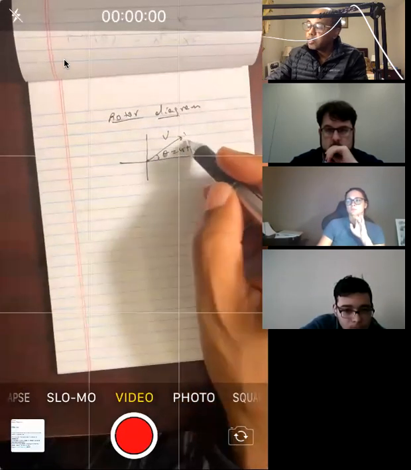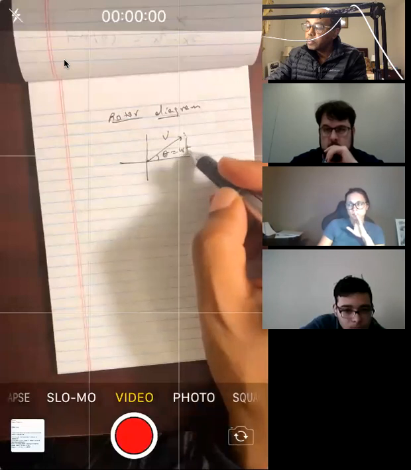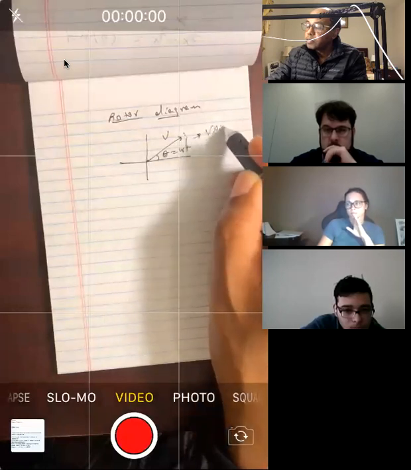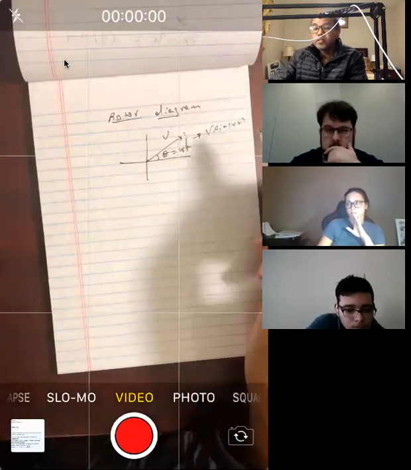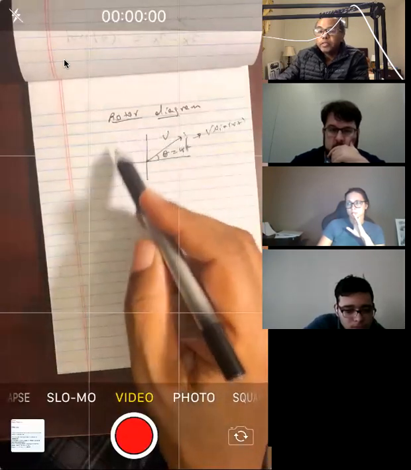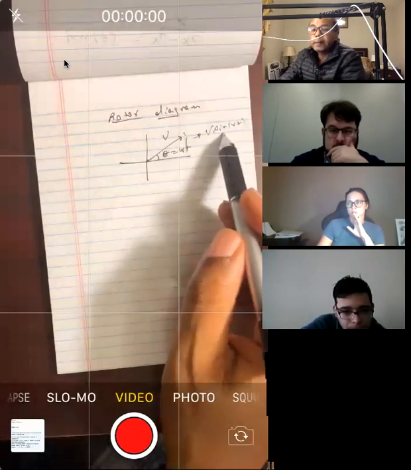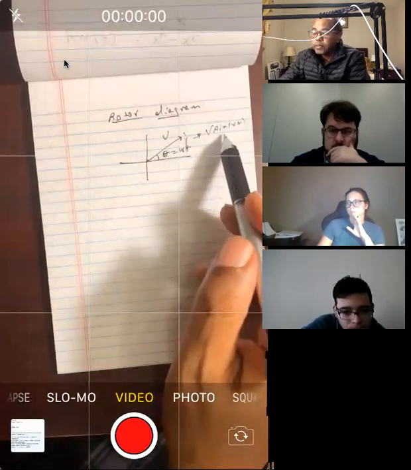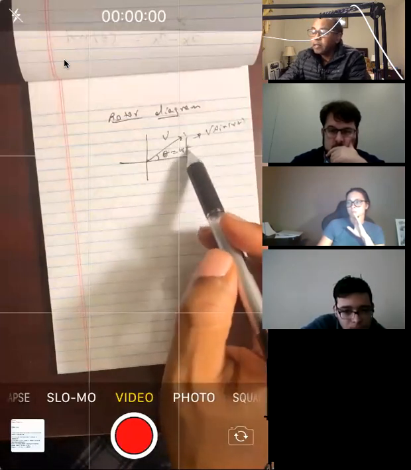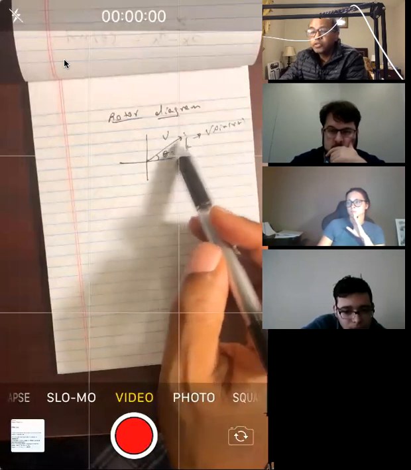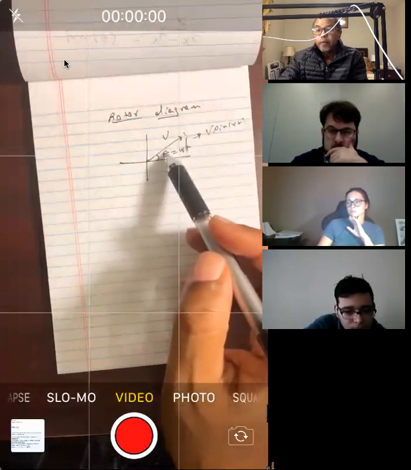Now look at the vertical component. The vertical component is V sine omega t. So if you've got a rotating vector like this, the vertical component represents the AC signal. You can represent the AC signal by the vertical component of this rotating vector.